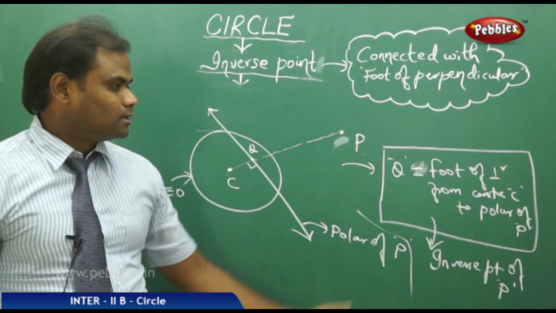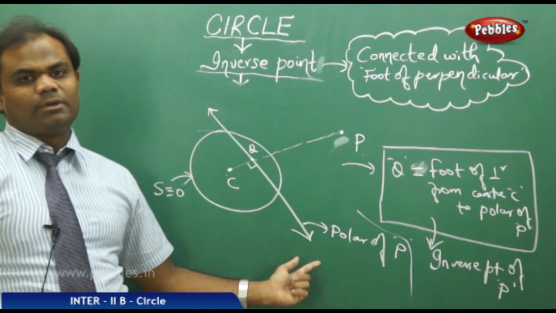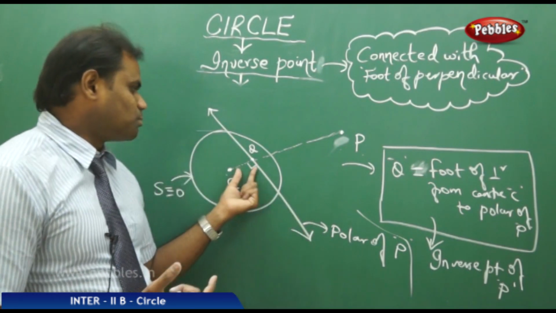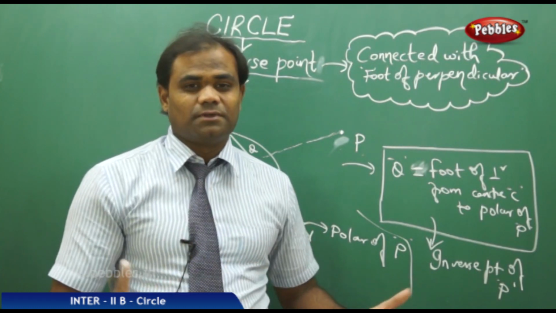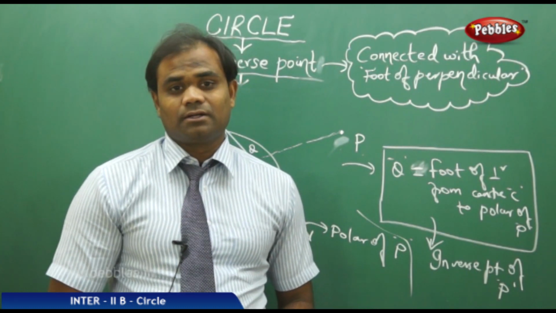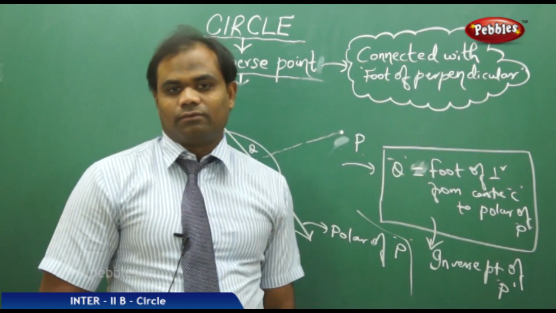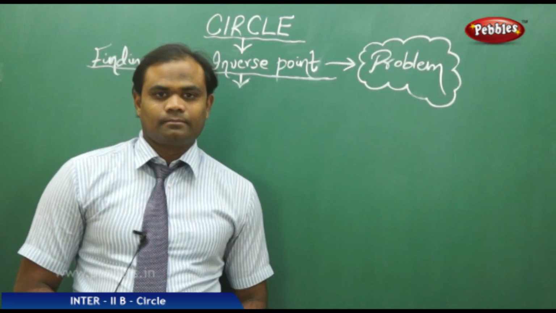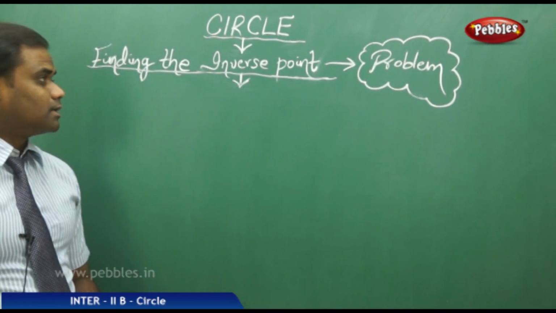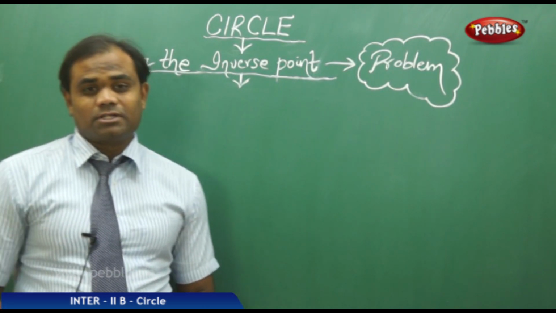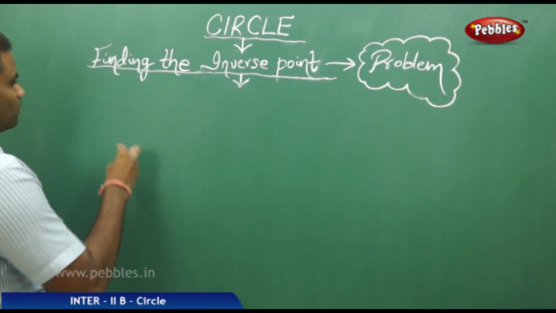So we understand Q, which is the foot of perpendicular from the center of the circle to the polar of P, is nothing but the inverse point of P, or the inverse point of Q is P, vice versa. That is how we understand the inverse point connected with the foot of perpendicular from the polar. Now let's see an example problem through which we understand the concept of finding the inverse point through a better procedure.